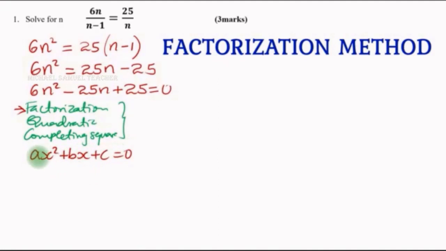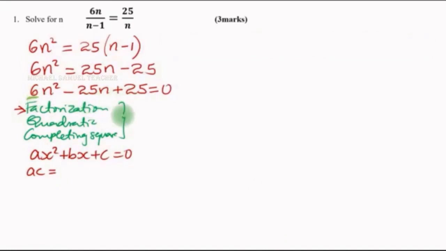So we need to get the product AC. In our case, A is 6 and C is 25. If you multiply 6 times 25, we get 150. Therefore, we need to get two factors of 150 such that when we add them, we get minus 25. So in our case, two factors, this is the same as 10 times 15, but negative. Remember, negative times negative, we get positive 150. So minus 10 and minus 15 will give us minus 25. That is what we are going to use in the middle part. We write it in the expanded form.